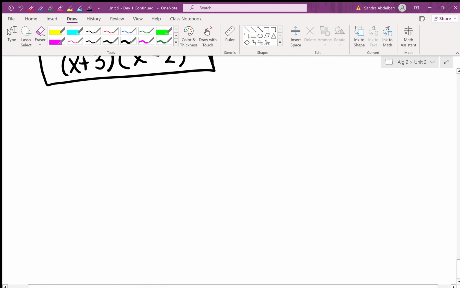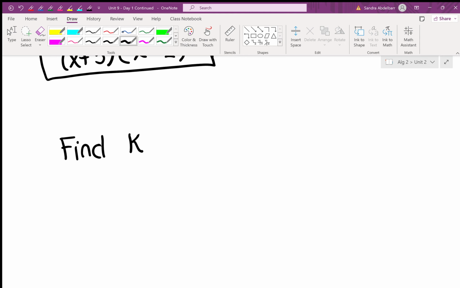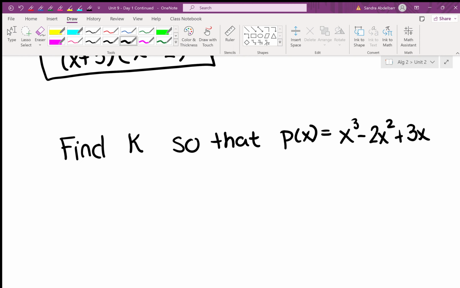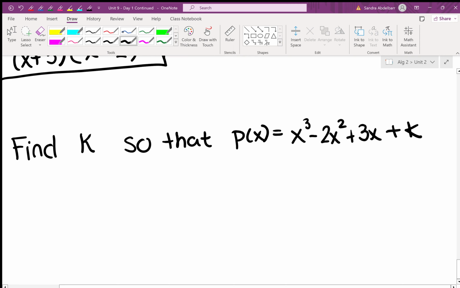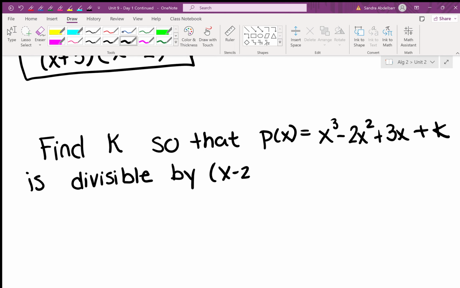All right, last one for this lesson. I'm asking you to find k so that p of x equals x cubed minus 2x squared plus 3x plus k is divisible by x minus 2.